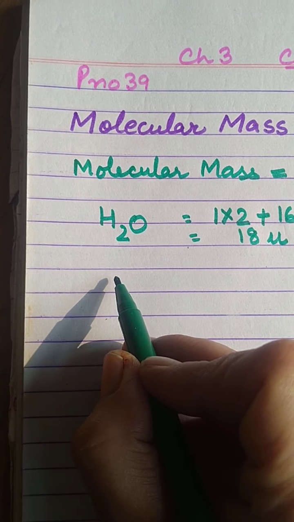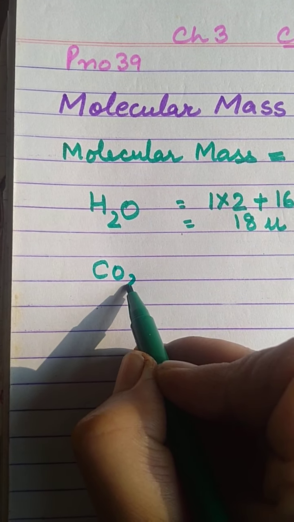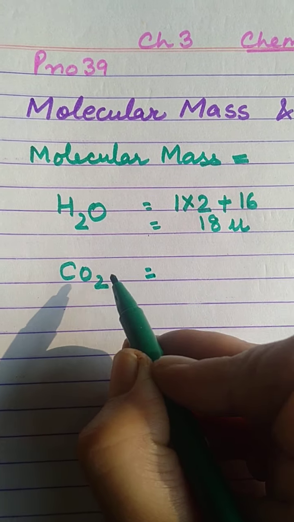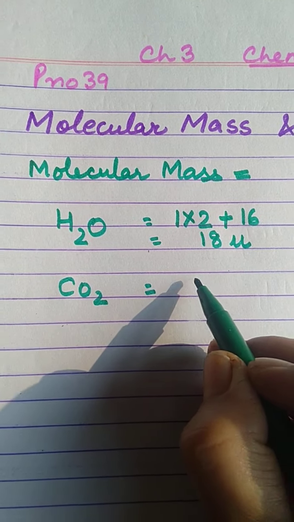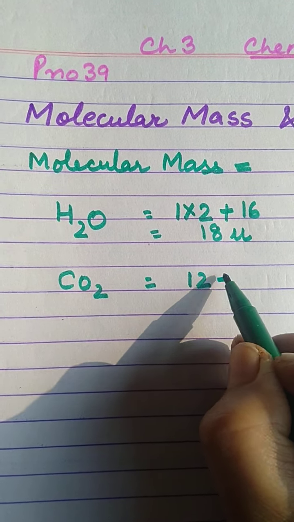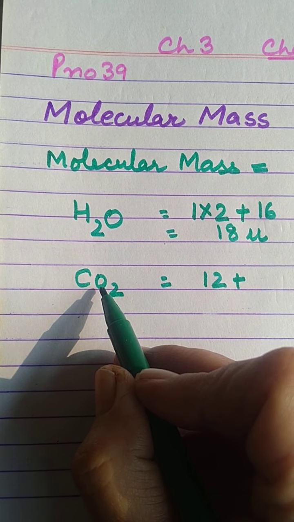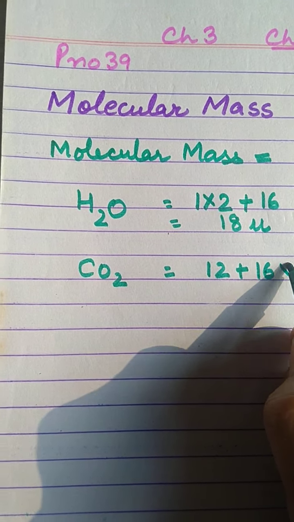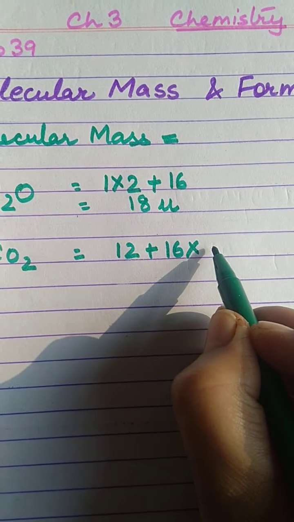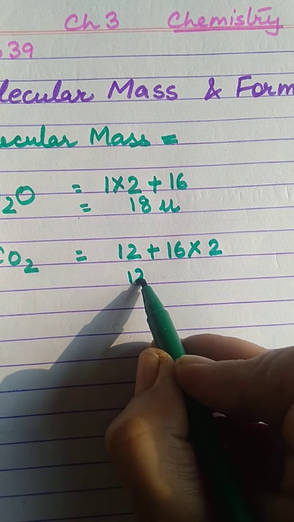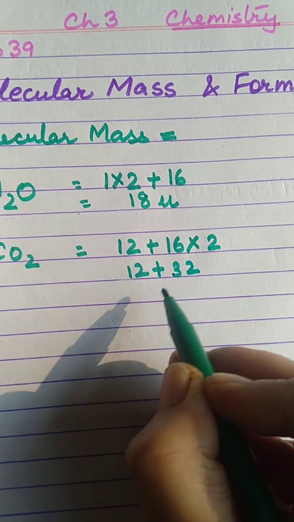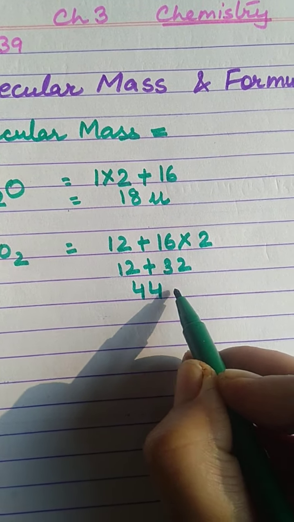Another example, let us take carbon dioxide. How we will calculate? Atomic mass of carbon is 12. It is fixed. Plus atomic mass of oxygen is 16. How many atoms are there? 2. 12 plus 32, it becomes 44 u.